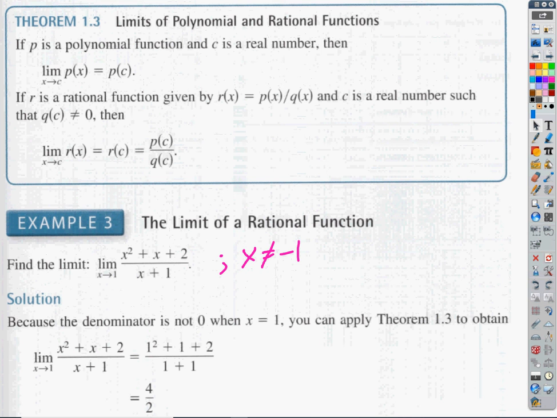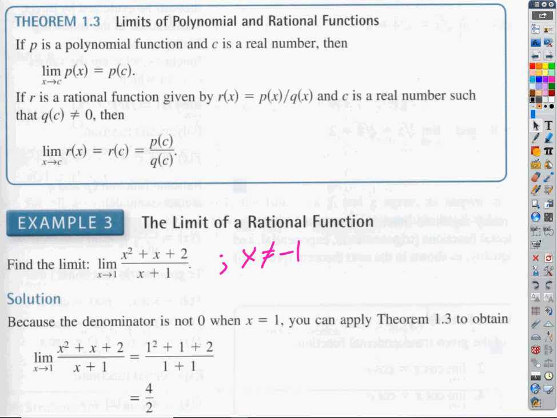In other words, let me state that one more time. You can apply direct evaluation when taking the limit of a rational function every place except where the denominator is equal to 0, where the rational function is undefined. So once again, those are easy to deal with.